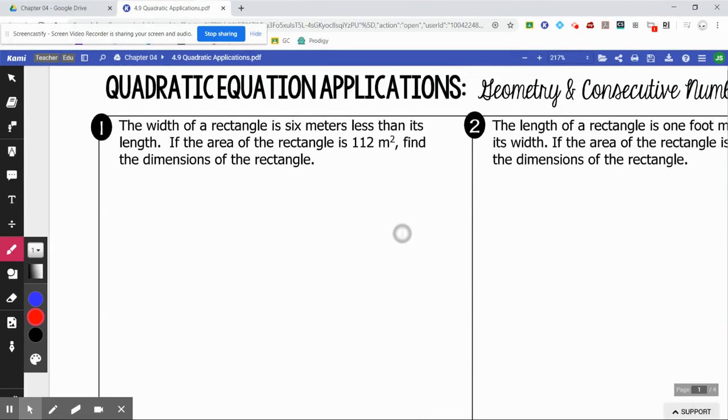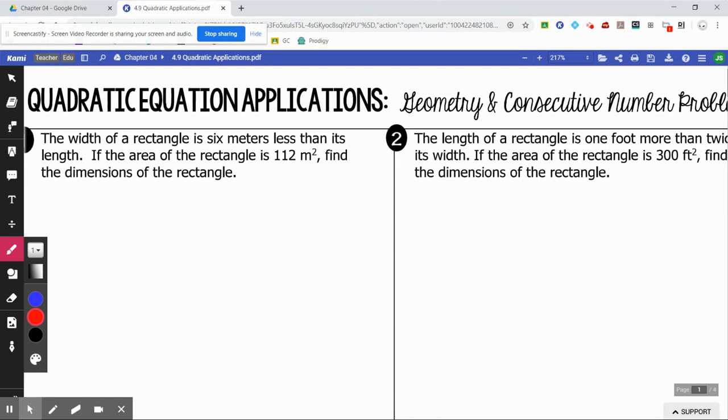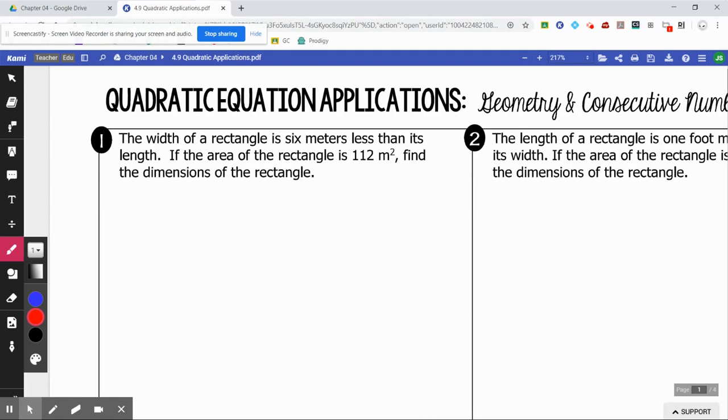Okay, with this lesson, we're going to be actually applying what we've learned about quadratic equations to some word problems. We're going to do some geometry and consecutive number problems. Okay, let's start out with the geometry.